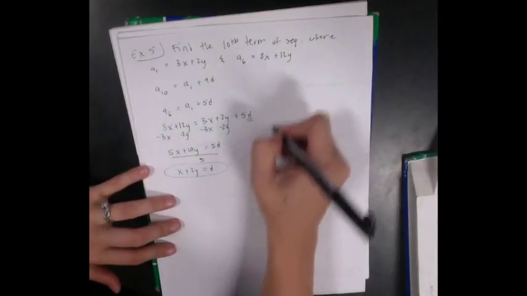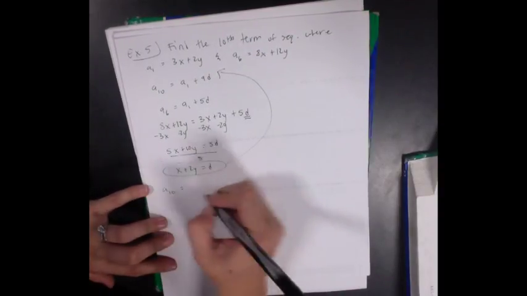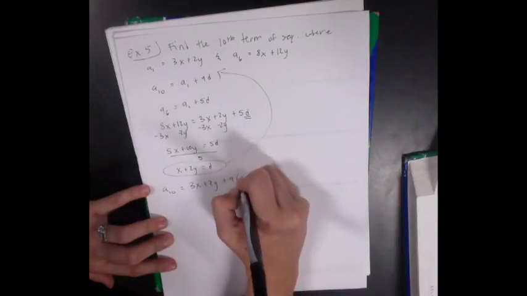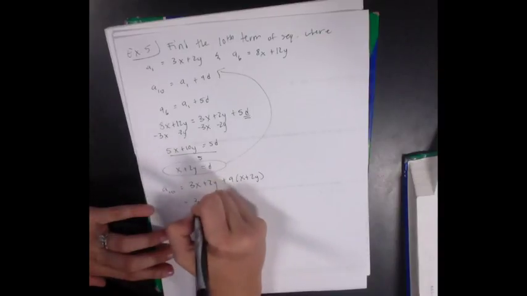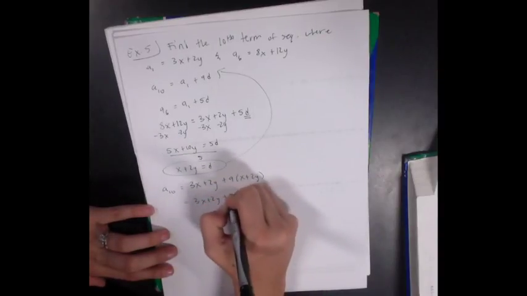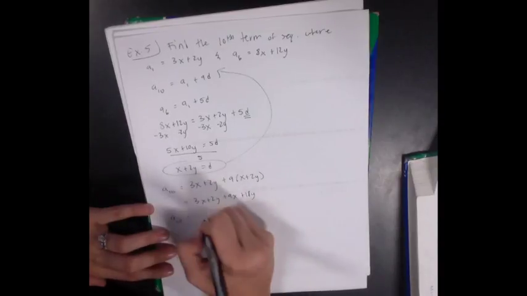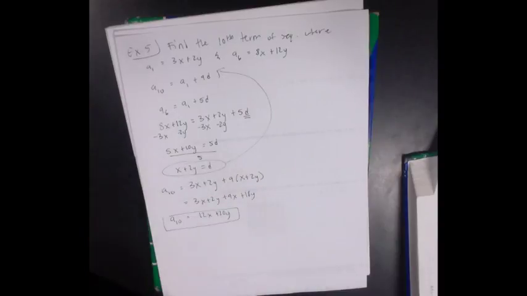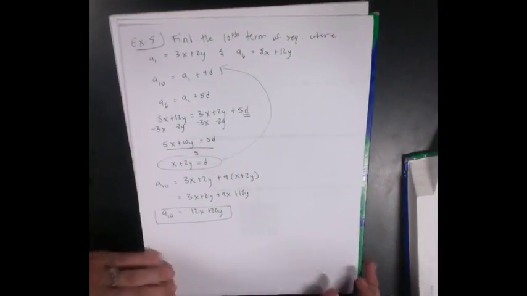So now, go back up to A10. A10 is going to be A1 plus 9 times d. So I get 3x plus 2y plus 9x plus 18y. So A10 is 12x plus 20y. That's my 10th term. Okay, all you're doing, plugging it into the formula.